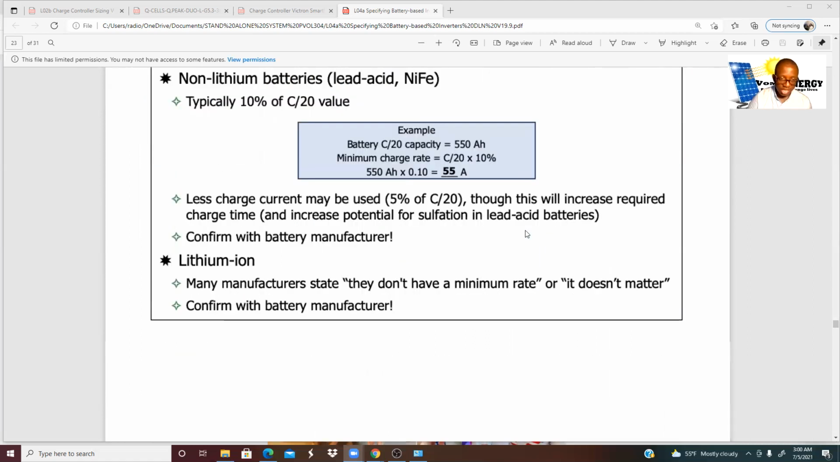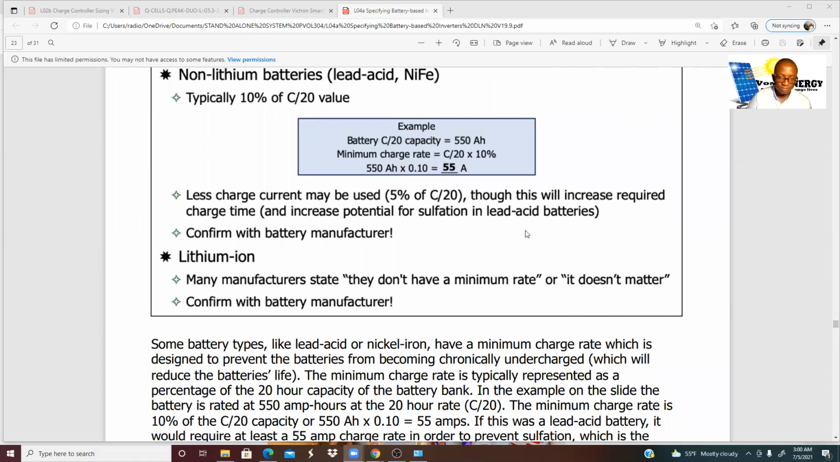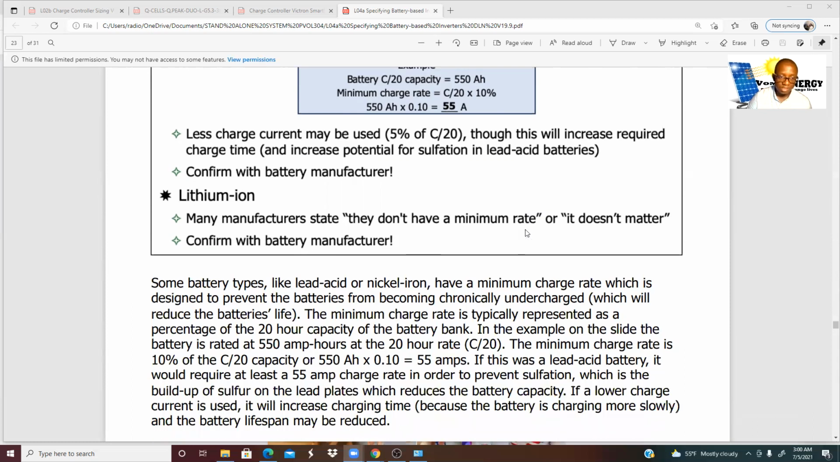Now, less charge current may be used, 5% to 20%, though this will increase the required charging time and increase the potential for sulfation in lead acid battery. Confirm with the battery manufacturer. You have to check the charging rate of the battery. Lithium ion: many manufacturers state they do not have a minimum rate, or it does not matter. Confirm with the battery manufacturer.